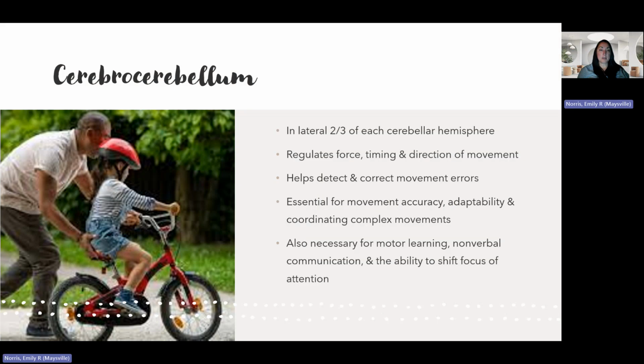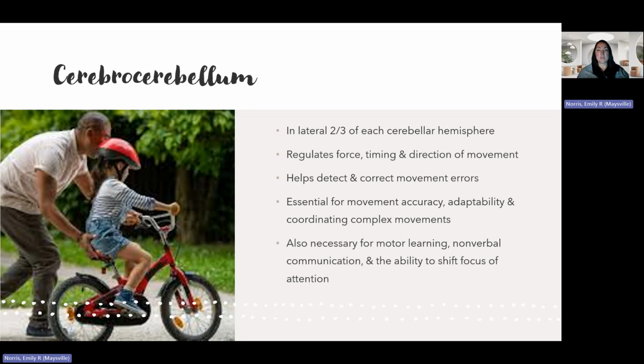The cerebrocerebellum is in the lateral two thirds of each cerebellar hemisphere. It regulates your force, your timing, and your direction of movement. It's also known as the pontocerebellum or neocerebellum, and it helps your motions to be smooth, rapid, precise, helps you detect and correct your errors. This is essential for accuracy, adaptability, and coordination of complex movements. It's also necessary for motor learning, for nonverbal communication, and the ability to shift your focus and attention.